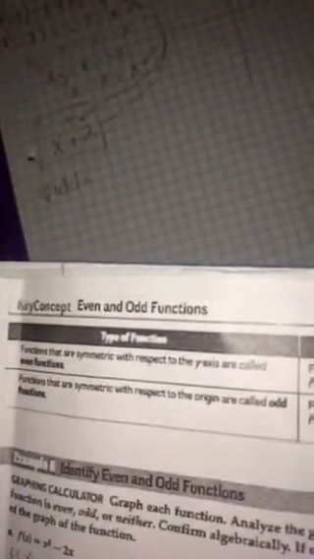So let's look at the little definition that we have for the odd function. It says functions that are symmetric with respect to the origin are called odd functions. And that means for every x in the domain of f, f of negative x is equal to negative f of x. And it is symmetric with respect to the origin. So let's look at that example.